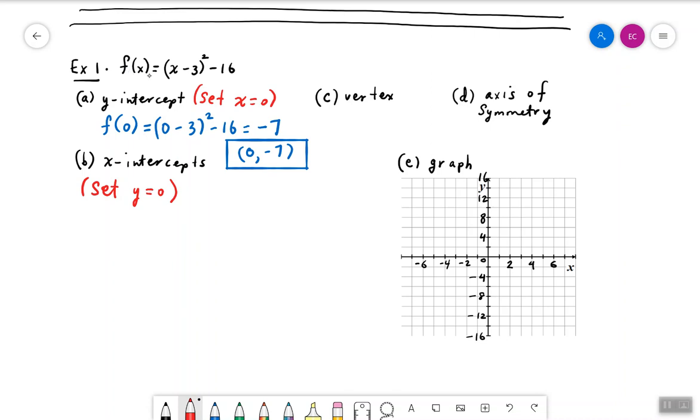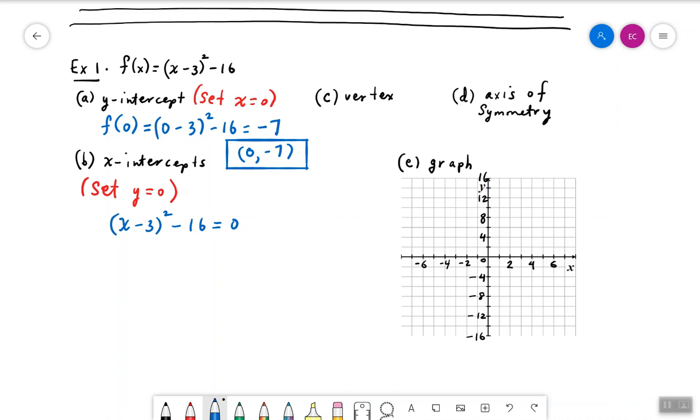We could write 0 equals x minus 3 squared minus 16, although usually we would just write the equal 0 at the end. So we would take the formula x minus 3 squared minus 16 equals 0 and solve for x. So does it look like we set y equal to 0 there? Okay, let's go ahead and solve for x. There's more than one way to do it.